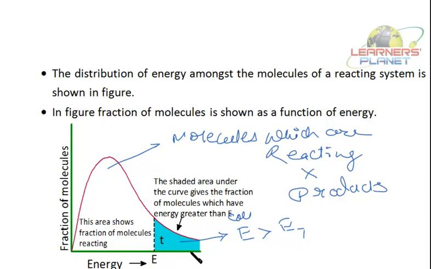It means, which molecules are leading to the formation of product? Only this fraction of molecules are colliding and leading to the formation of products. That is, this fraction of molecules are undergoing effective collision. The rest of them are colliding, they are reacting, but they are not leading to the formation of products. Why so? Because they have energy less than the threshold energy. Now what happens when the temperature is increased?